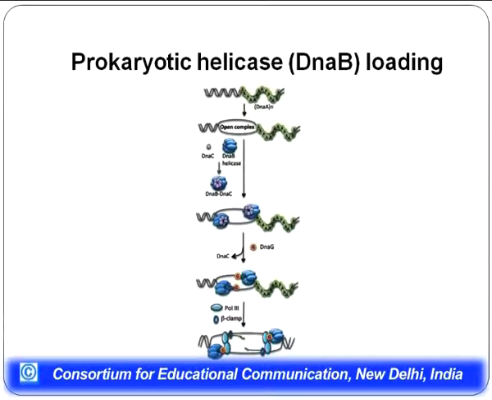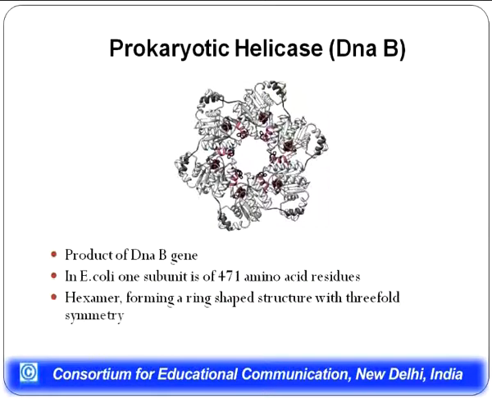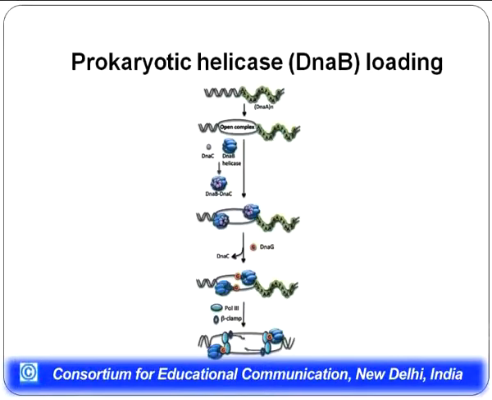The loading of prokaryotic helicase onto the DNA strands is done with the help of another protein known as DnaC. DnaC is a helicase loader protein. It is again an AAA+ protein which can bind ATP and carry out loading of the DNA. So, DnaC binds to DnaB and it causes opening of the rings of the helicase, which is then loaded onto the single stranded regions of DNA.